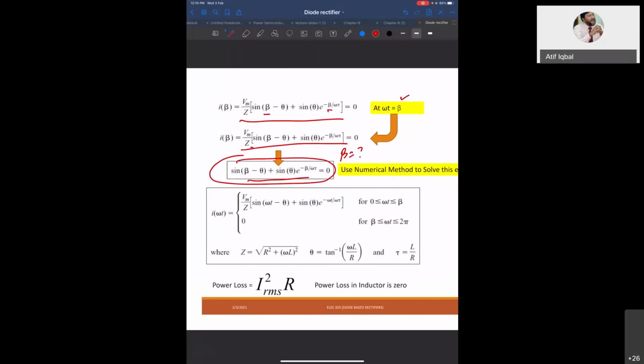And then you can write the total response as, this is your natural plus forced response. This is from 0 to beta, and from beta to 2 pi, you have 0. Do you have any question here?